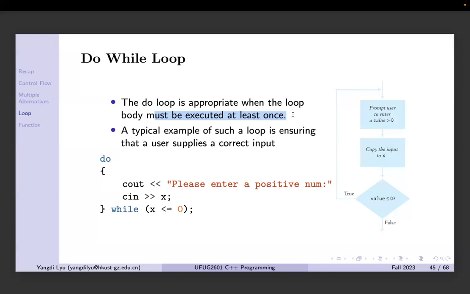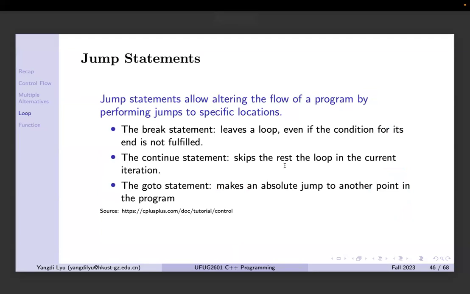So that's the difference. Do while means you will execute the body at least once. You will do it first, then check. Do it once, check. While is check, do, right? That's the inverse part. And the more important things are the while loop and the for loop. The do while loop is not that important. All right, let's talk about jump statements.